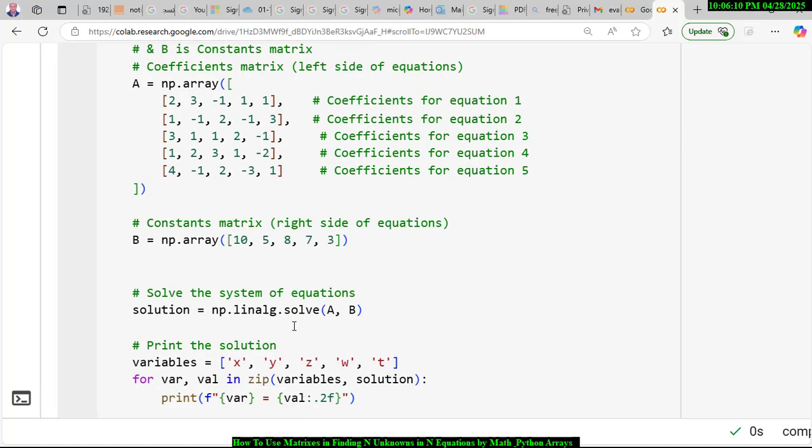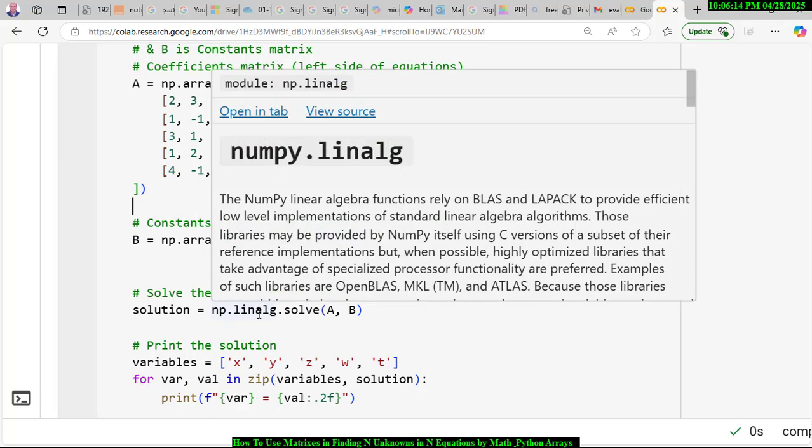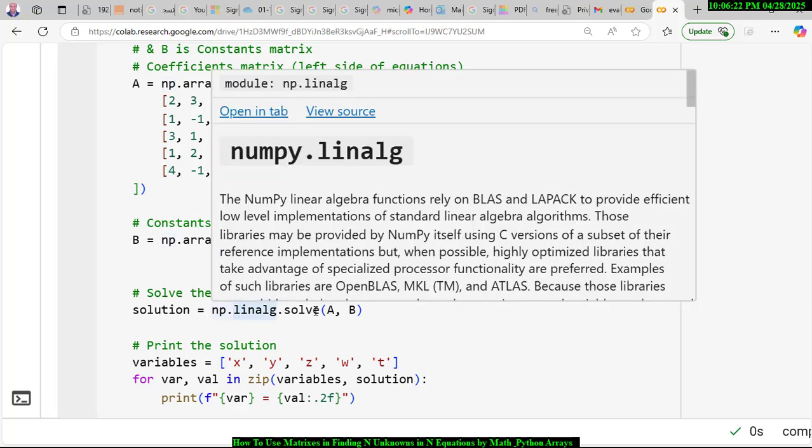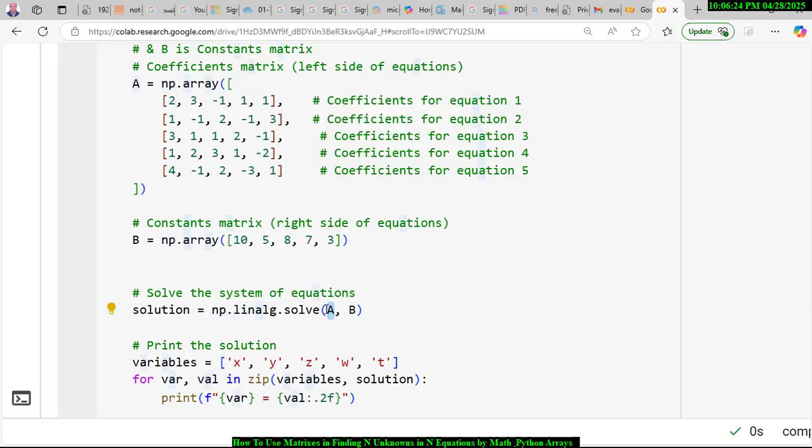How to solve this? With one line, just one line, which is linear algebra. The linear algebra function is found in numpy.linalg.solve, and give it the A coefficient array and the B right hand constants. The solution will be in just one array, a one-dimensional array.